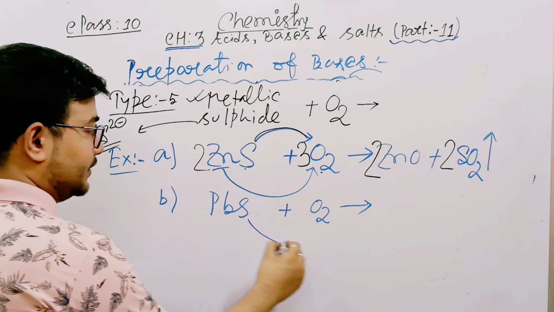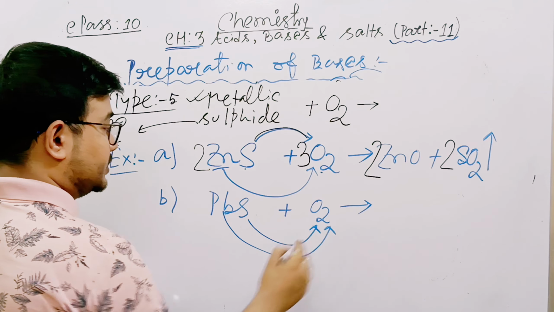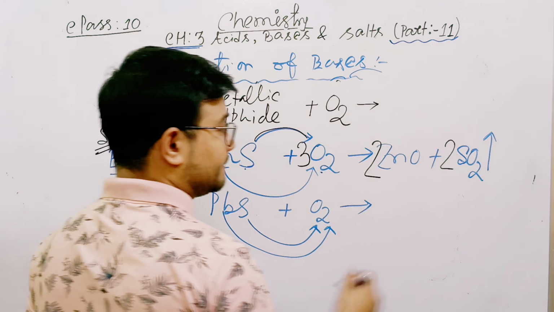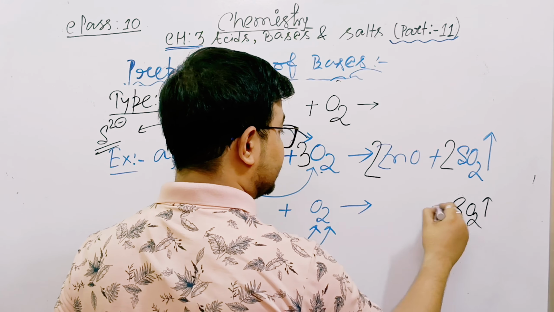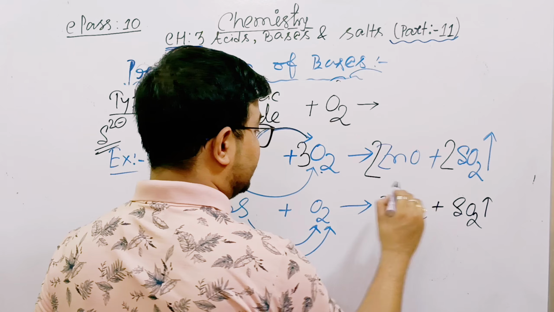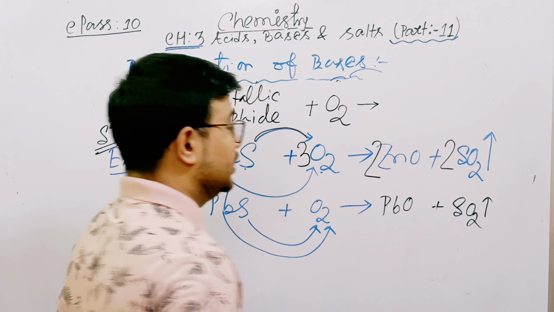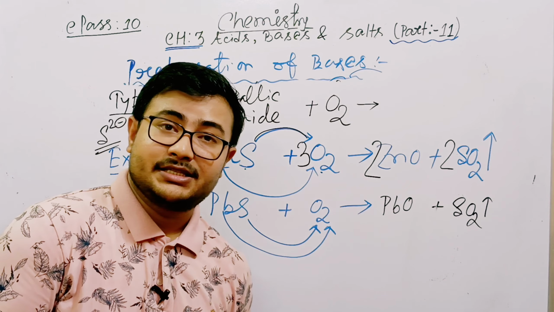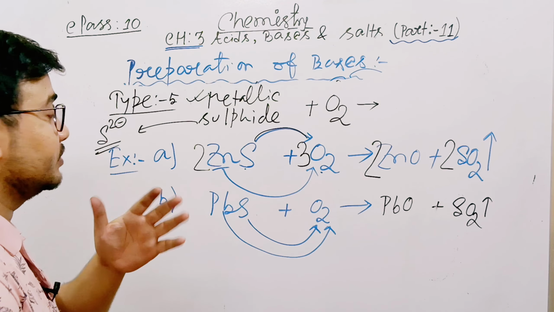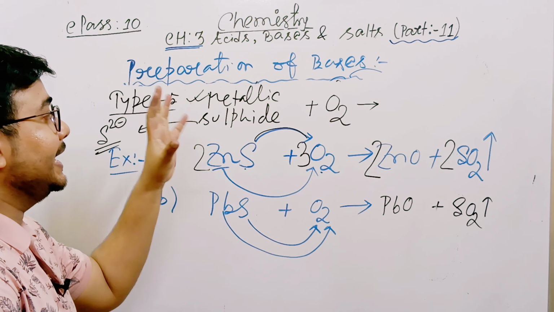So see, sulfur reacts with oxygen, lead also reacts with oxygen. So what is your answer? Sulfur dioxide, lead oxide. Okay, so now from this another question will come. What is the question?